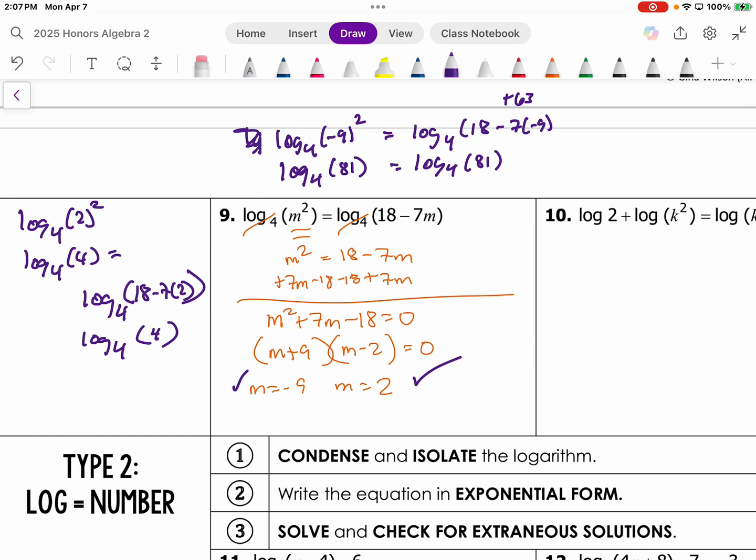And just like we did in the earlier unit with radical functions and radical equations, we got to test them both. If both work out to be extraneous, then we would say no solution.